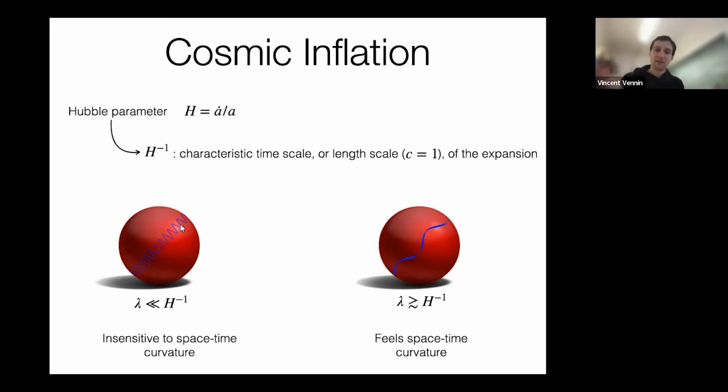So exactly in the same way that if you perform an experiment in your office, you don't have to take into account the fact that the Earth is curved because the radius of the Earth is much larger than the size of your office, if you have a reasonable sized office like me. But on the other hand, if the wavelength is much larger, then you need to take curvature into account. And what happens during inflation is precisely that you have a transition between this regime on the left-hand side and this regime on the right-hand side.